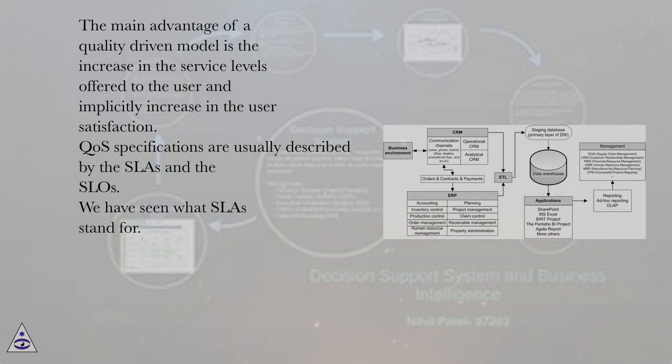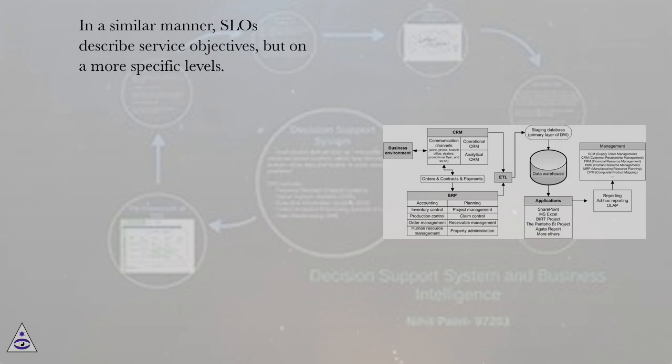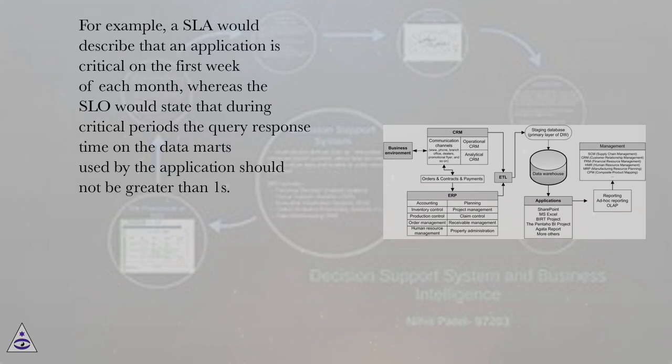COES specifications are usually described by the SLAs and the SLOs. We have seen what SLAs stand for. In a similar manner, SLOs describe service objectives, but on a more specific level. For example, a SLA would describe that an application is critical on the first week of each month, whereas the SLO would state that during critical periods the query response time on the data marts used by the application should not be greater than one second.